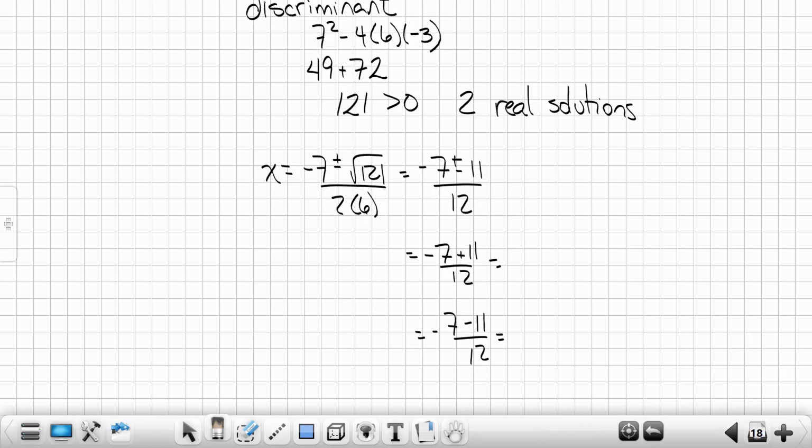Yeah, so we get 4/12, that doesn't reduce, we're done. And then negative 18/12, negative 3 over 2. 4/12. Aaron? 1/3. Good job. I don't like that 4. Okay.